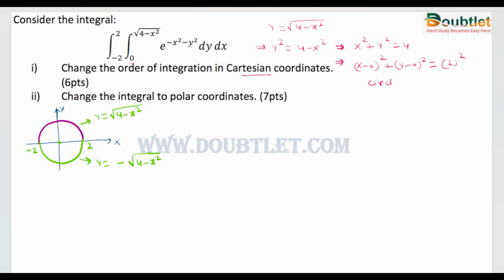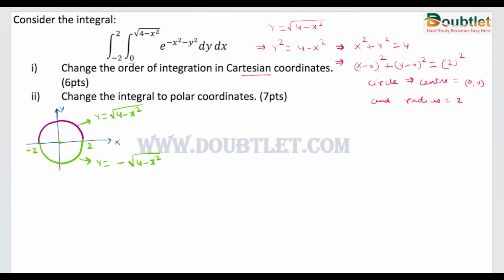whose center is (0, 0) and radius is 2. So I have already drawn a circle in the xy plane with center (0, 0) and radius 2. The x coordinate of this point is (minus 2, 0) and this point is (2, 0). I have drawn this part of the circle with violet color and this part with green color. Basically this is the upper half of the circle and this is the lower half.